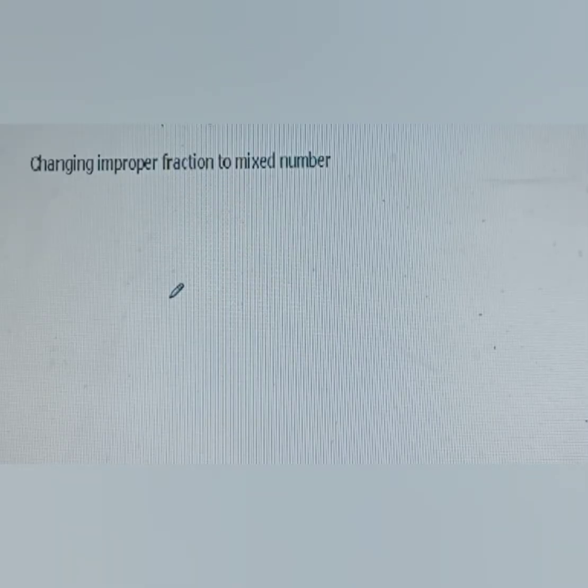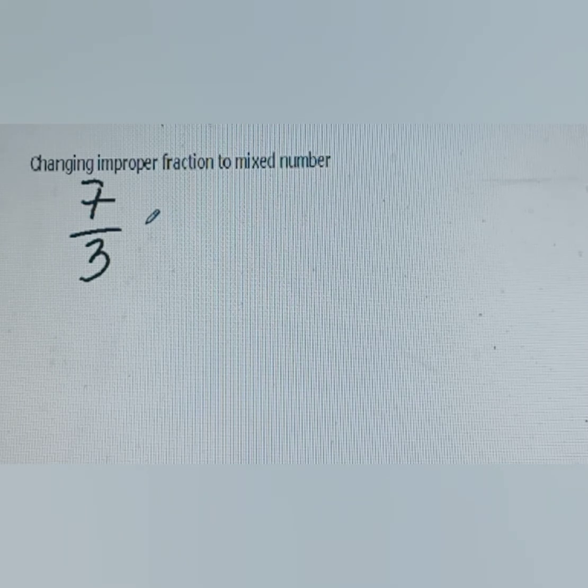Okay, this time, let's talk about changing improper fraction to mixed number. So let's have an improper fraction. Let's have 7 over 3. This is an improper fraction, right? Before we change this, 7/3 is just the same as, or it means, 7 divided by 3. So to change this to mixed number, you just simply divide 7 by 3. So let's divide 7 by 3 here.